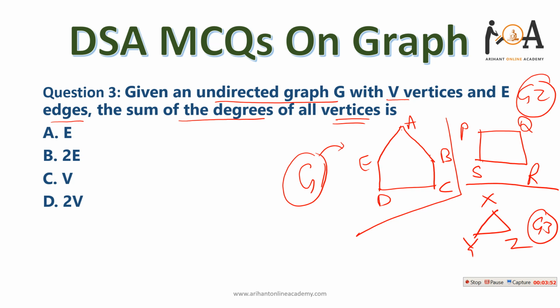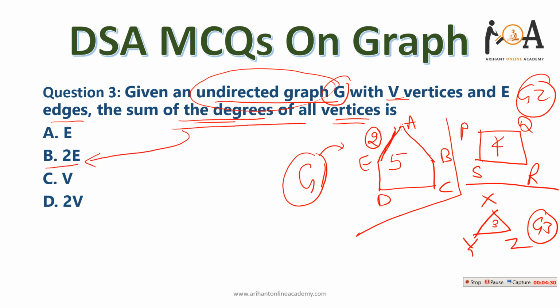So the question is, in an undirected graph G with vertices V and edges E, the sum of total degrees of vertices is. Here I have 5 vertices, in this graph I have 4 vertices, and in this graph I have 3 vertices. Basically, if your graph is undirected, then each edge will contribute 2 to the degree of vertices. Why? Because I can go from A to E as well as from E to A. That is why this edge will contribute a sum of 2. So I can say that in any undirected graph, the sum of degrees of all vertices is 2E. Okay, let us calculate with A.